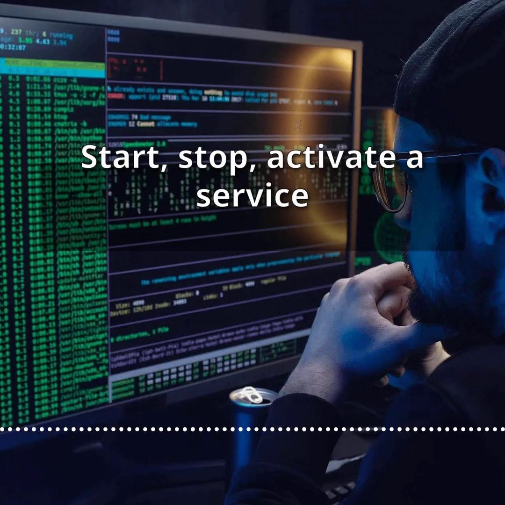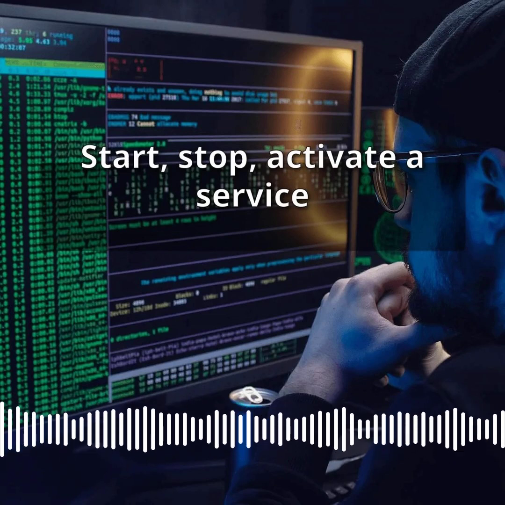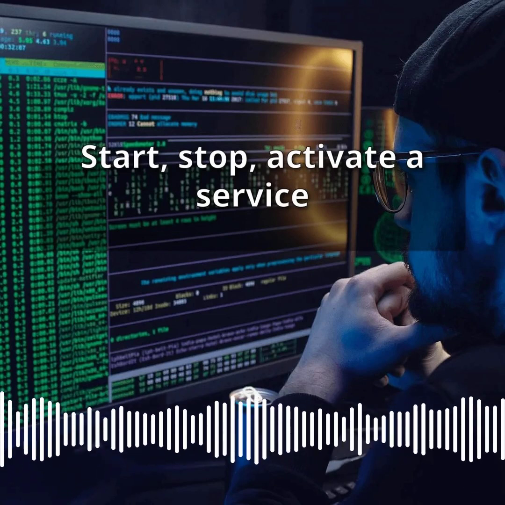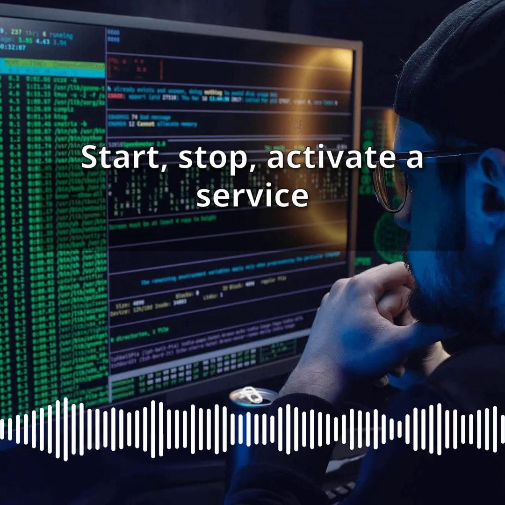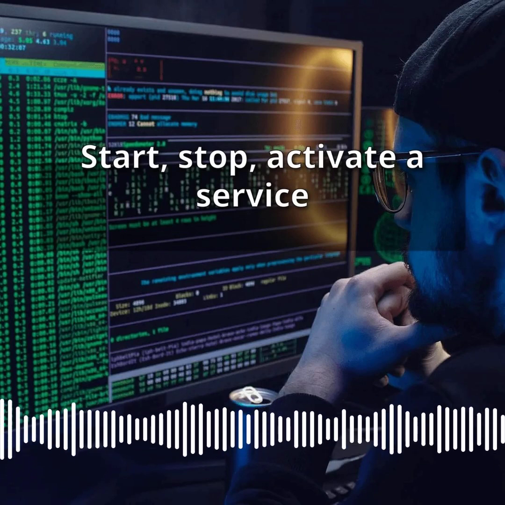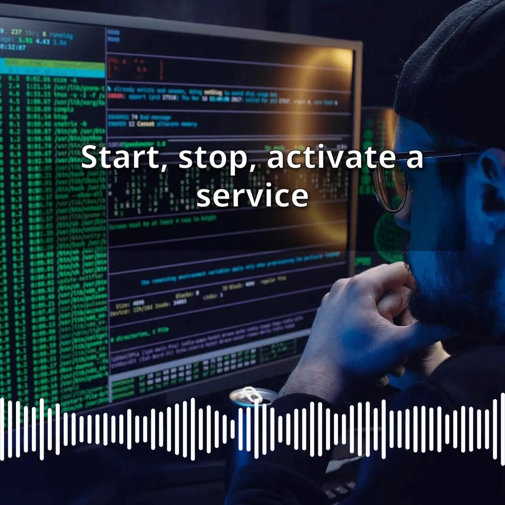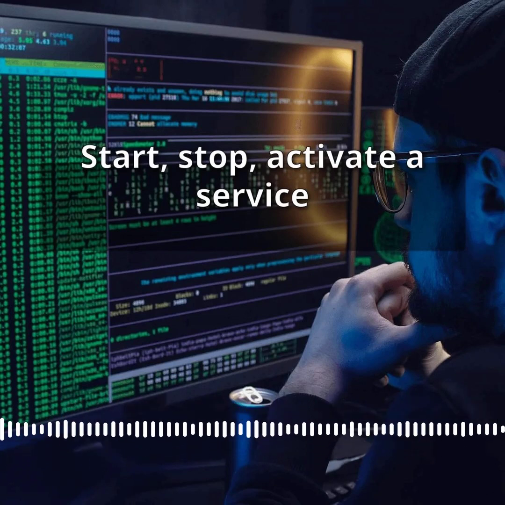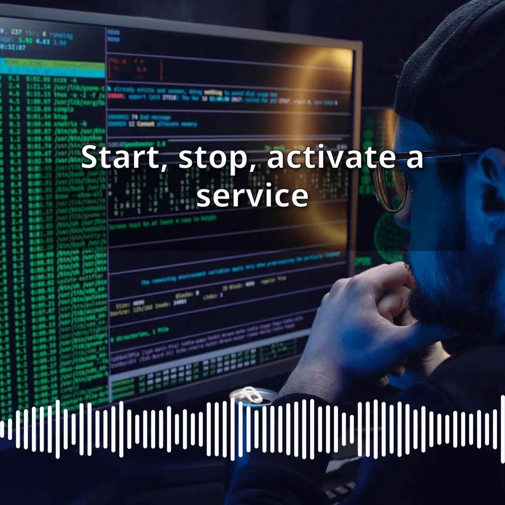The runtime state: is the service running right now? And the boot state: will it start automatically at next boot? You control the runtime state with systemctl start, systemctl stop, and systemctl restart, and you control the boot state with systemctl enable and systemctl disable. These are orthogonal. A service can be running but disabled, or stopped but enabled.